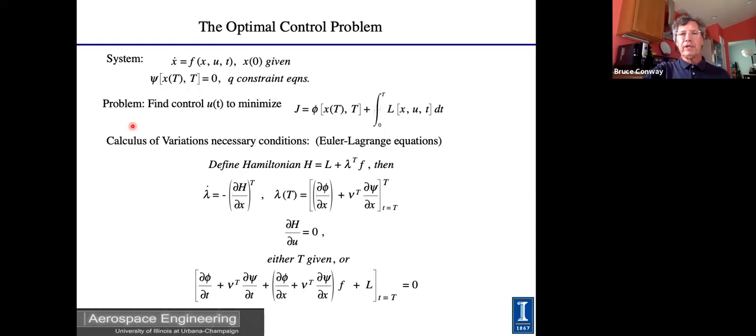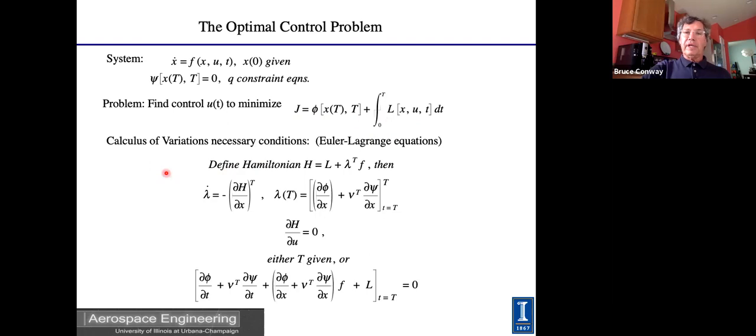So we want to find the control time history that minimizes this function. This is the usual choice for the cost function. It combines a function of the final states and the final time, this quantity capital T, with an integrated history of the states and the controls from the beginning to the end of the trajectory.